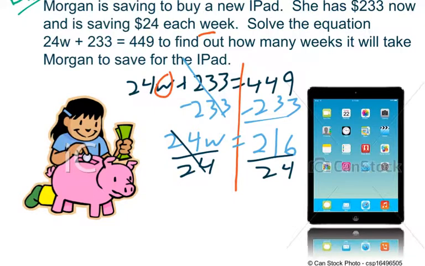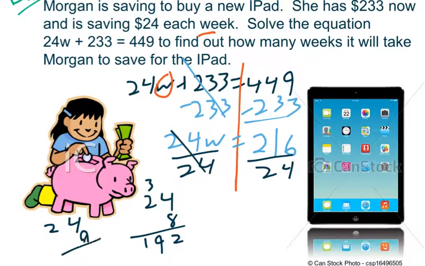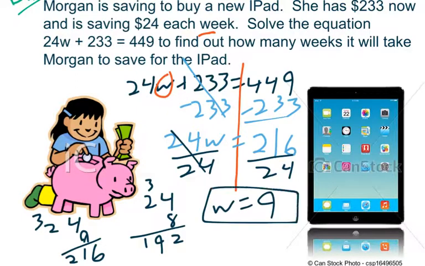So let's do 24 times 8, and we'll get 32, 16, 19. So 192, that's a little short. But if I try 24 times 9, I get 36, 18 plus 3 is 21. So 9 is the correct answer. W is going to be 9. So in 9 weeks, she'll have enough.